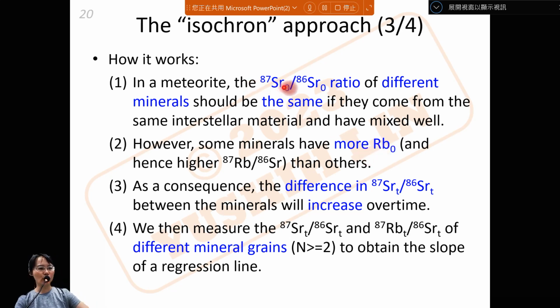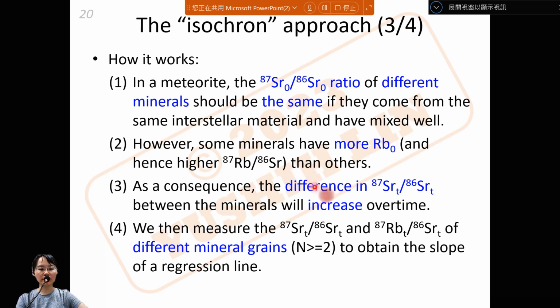Then you may ask, but why do you say this ratio will be the same? This is because when isomorphous substitution happens, it does not differentiate different isotopes. It only differentiates based on radius and charge. For strontium 87 and strontium 86, for the mineral, they are all strontium, so their level of isomorphous substitution will be the same. That's the reason why this ratio will be kept the same for different minerals, while these different minerals may have different strontium content and also different rubidium content.